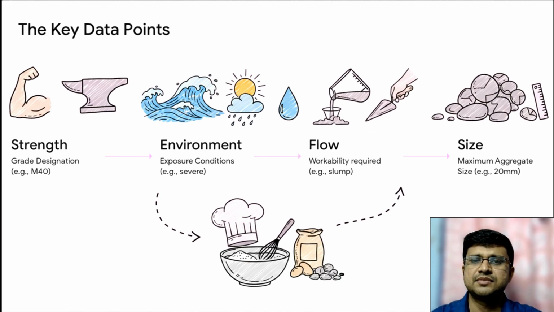Just like cooking, if someone likes more spicy food, we add more chili. If someone is diabetic, we avoid sugar. So ingredients must change based on the need. But the most important thing is the proportion. If the proportion is wrong, the taste of the curry will not be good. Similarly, if the proportion of concrete is not correct, we will not get the required strength and serviceability.